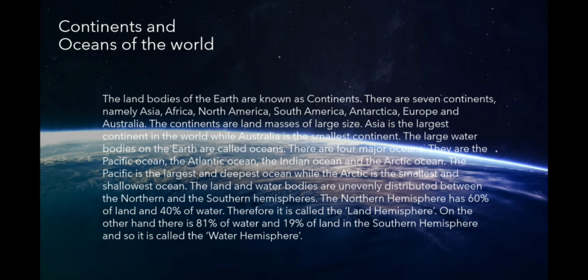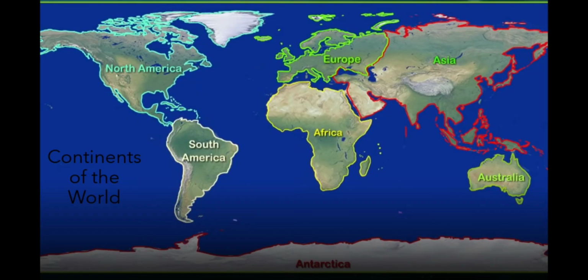Now next we go to the map. Now you can see the world map, continents of the world. We see the largest continent is Asia, and India comes in the Asian continent. Then we have Africa, Europe, North America, South America, Australia, and Antarctica. Australia is the smallest continent, and it is also called the island continent.